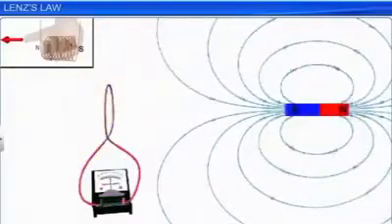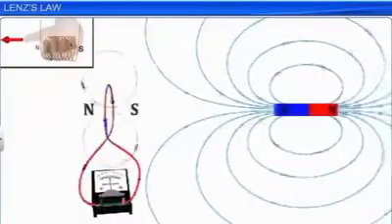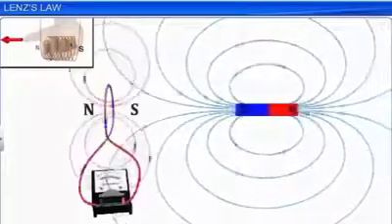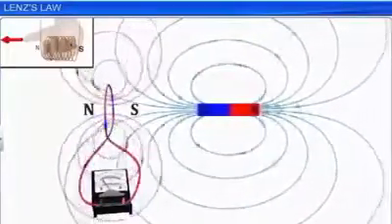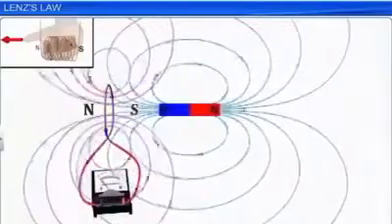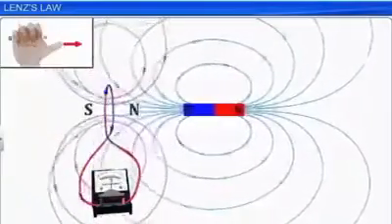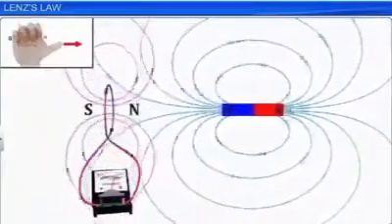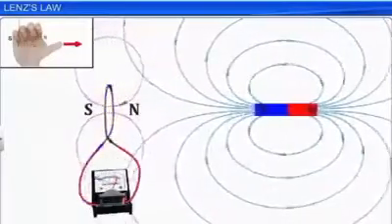When the south pole of the magnet is towards the coil and it is moved towards the coil, a south polarity is induced near the south pole of the magnet. When the same magnet is moved away from the coil, a north polarity is induced near the south pole.